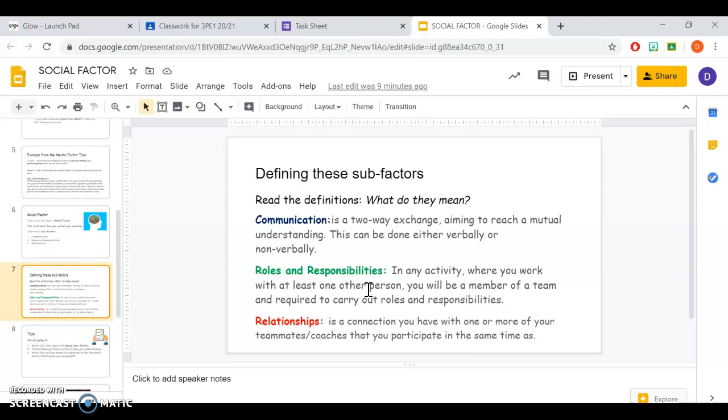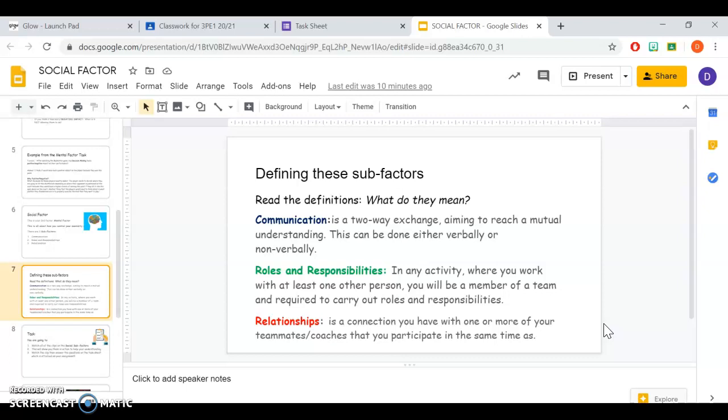So it could either be a position or it could be another role such as a captain. And the relationship is a connection that you may have with one or more teammates or coaches that you participate in the same team as. Now, as I said before, this could be a positive or a negative relationship.